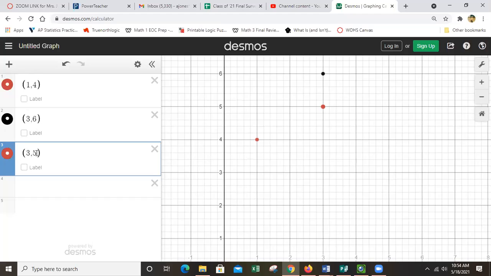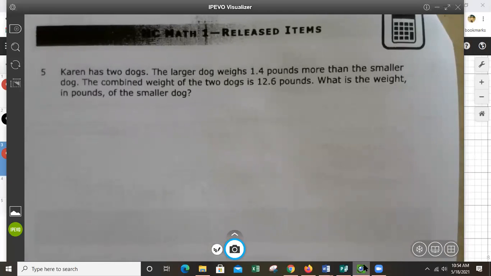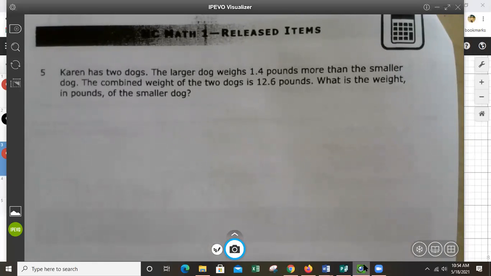How hard are these problems? They're not. Does everybody see that? The hardest thing is putting it in Desmos and keeping it in there. All right, let's keep looking. Let me see if I can find some more. Look at number 5. Number 5, you can also use Desmos, but you have to set up the equation yourself.